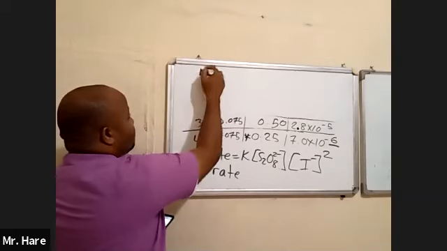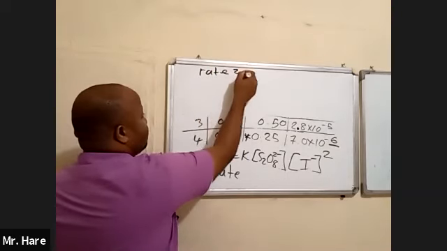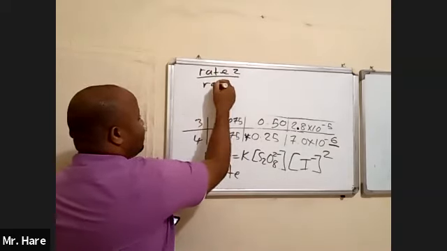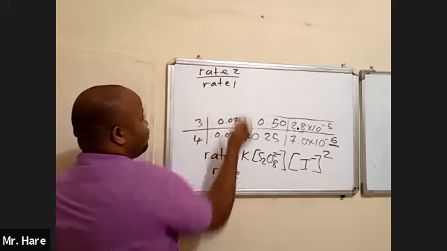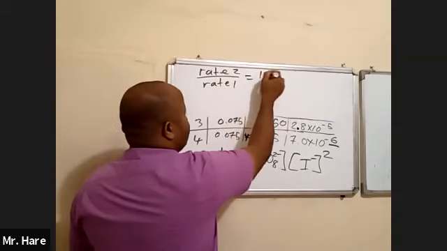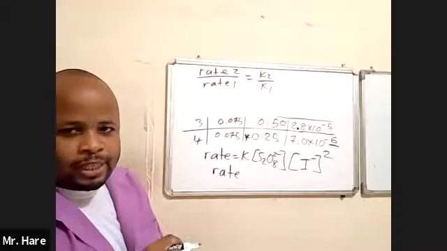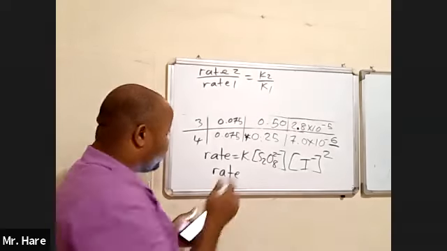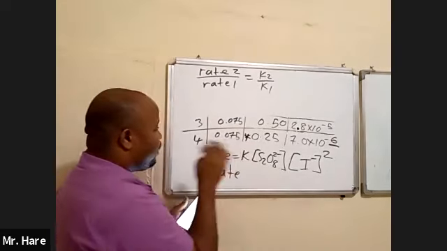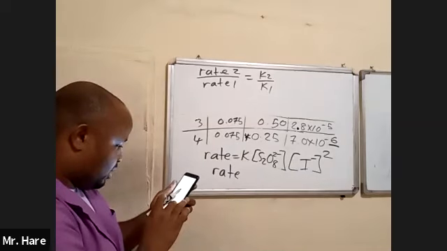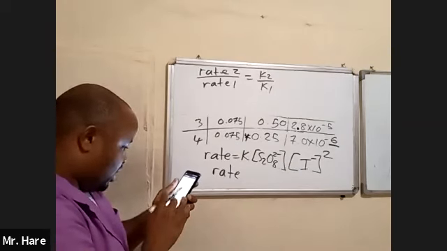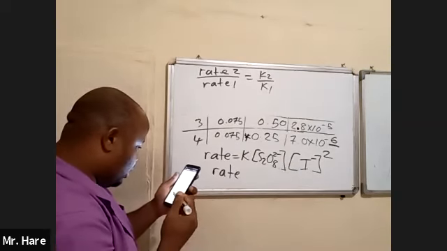So we're going to use rate 2. If you're asked to calculate the order of reaction, this is what we will do. Rate 2 over rate 1 is equal to K2 over K1. We are going to do the S2O8 first. And so you're going to pick any two experiments.